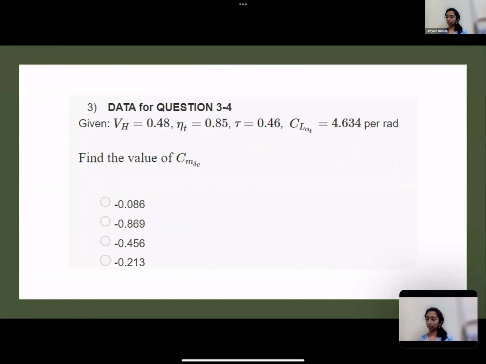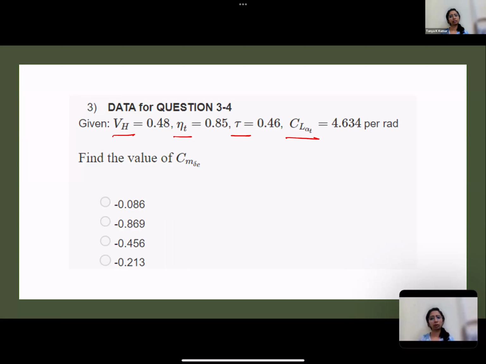They've given you some data to be used for two questions. They've given you VH, eta T, tau, CL alpha T. Let's go over each of those terms and see what they are called. What is VH?